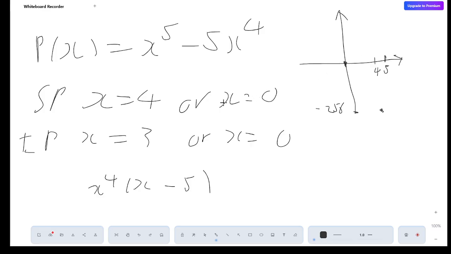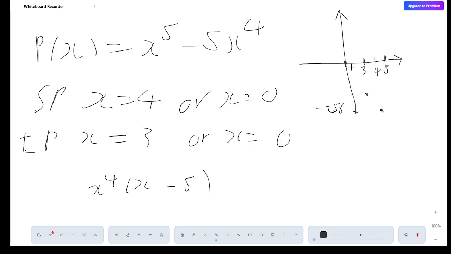But second, not only do we have the stationary points, we also have the inflection points, which at x equals 3, you can also just sub it in to your function calculator, and you will get negative 162. So around here, like this. This is our inflection point, which changes concavity.